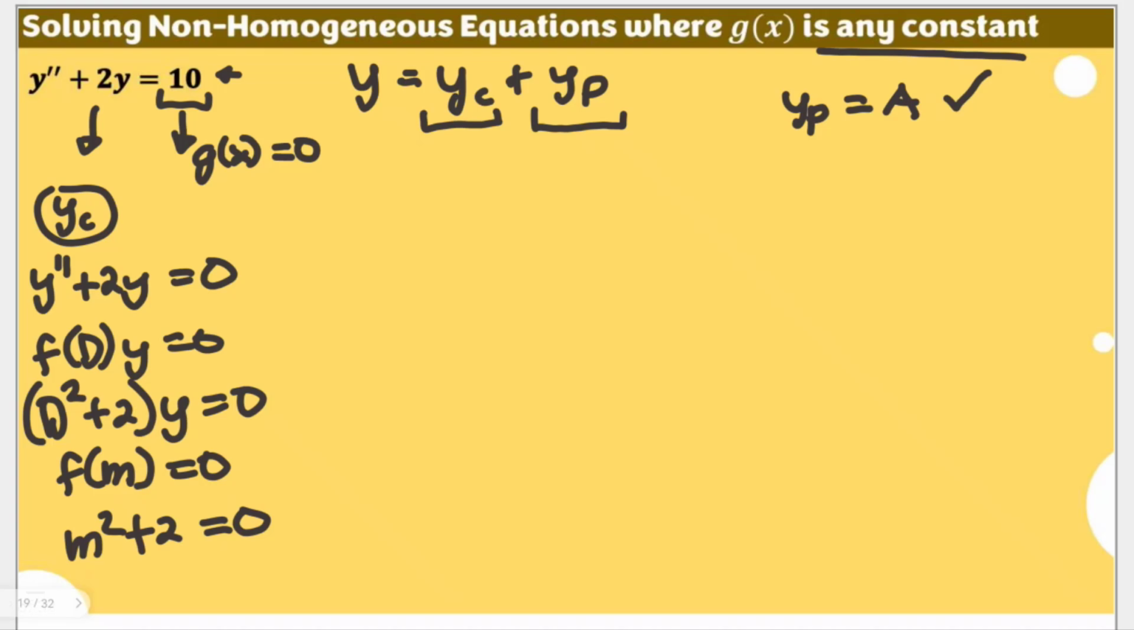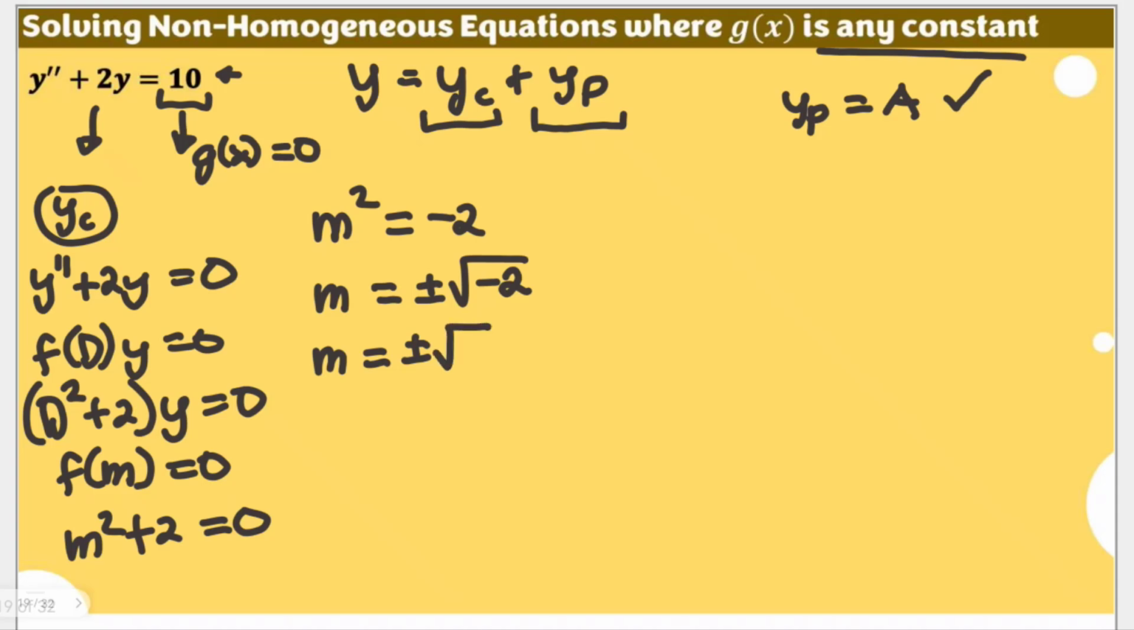So let's solve for the roots of this given auxiliary equation. You can actually move 2 to the other side. You will have m squared is equal to negative 2. Then, when you take the root of both sides, you will get plus minus square root of negative 2. Okay. With this, our m here, we write as plus minus square root of negative 1 and square root of 2. So our roots are actually imaginary. You have plus minus square root of 2 i.